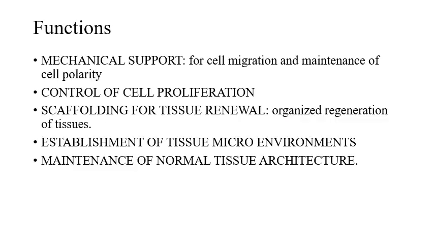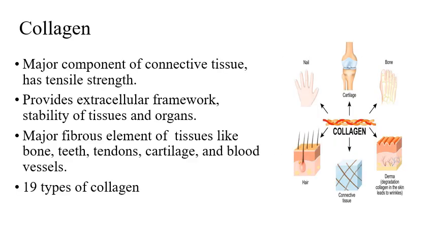Coming to the functions of extracellular matrices, the main function is to provide support for cell migration and for the maintenance of cell polarity. It is involved in the control of cell proliferation. It provides scaffolding for tissue renewal after tissue injury and helps in organized regeneration of the tissues. It is also required for the establishment of tissue microenvironments and for the maintenance of normal tissue architecture. These are the functions of extracellular matrix.